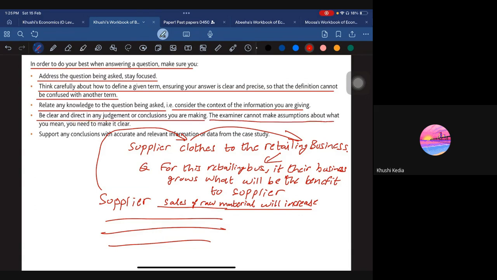The examiner cannot make assumptions. This is the line that I was talking about, that if you write something which the examiner needs to think about, they simply say that the examiner cannot make assumptions about what you mean. You need to make it clear. You get that? Last thing, support any conclusions with accurate and relevant information or data from the case study.